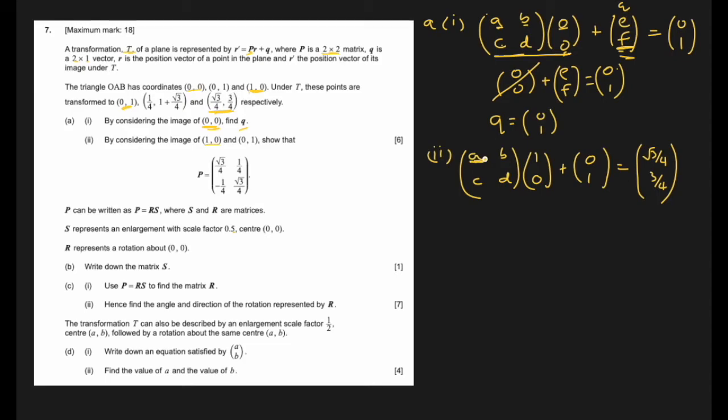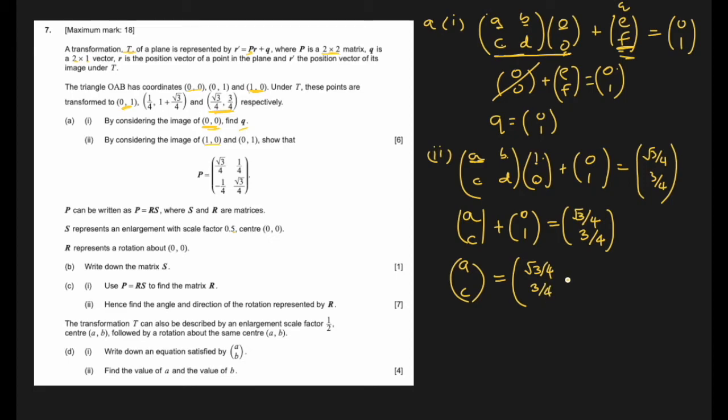Okay, so now let's multiply. A times 1 is A. B times 0 is 0, so I'm not writing it. C times 1 is C. D times 0 is 0, so I'm not writing it. Plus 0, 1 equal to square root 3 over 4, 3 over 4. Okay, so A, C. This 0, 1 will go to the other side, so it becomes square root 3 over 4, 3 over 4 minus 0, 1, which is square root 3 over 4 minus 0 is square root 3 over 4, and 3 fourth minus 1 will be negative 1 fourth. So we got our A and C. Okay, these are A and C. Let's go to the other one.